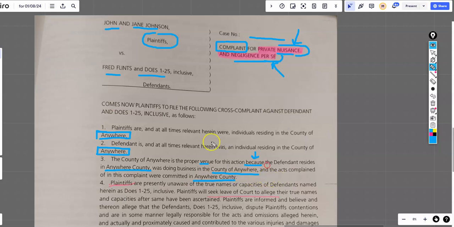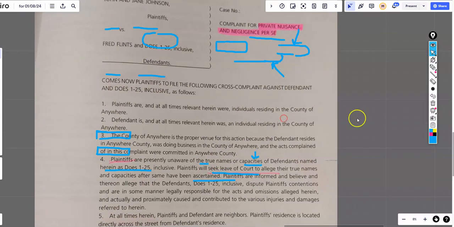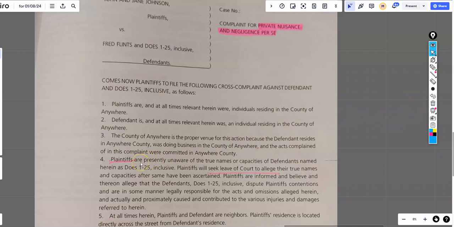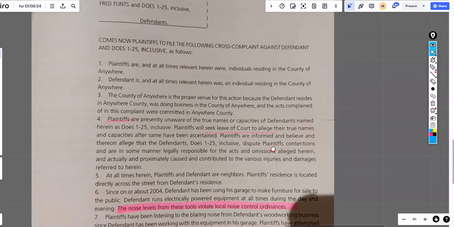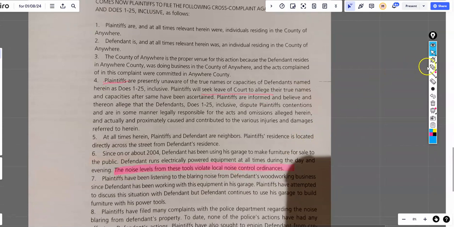Now if you notice here for legal writing, we do have complete sentences and grammar and punctuation. So we are looking for all of that. All right, so plaintiffs are presently unaware of the true names or capacities of defendants named herein. Plaintiffs will seek leave of court to allege their true names and capacities after same have been ascertained. Plaintiffs are informed and believe and therein allege the defendants' inclusive dispute, plaintiffs' contentions, and so forth. I really want to get down here to the most important part, which is where we did our legal research and we're actually going to put in our facts of the case. So, plaintiff's residence is located directly across the street from defendant's residence.